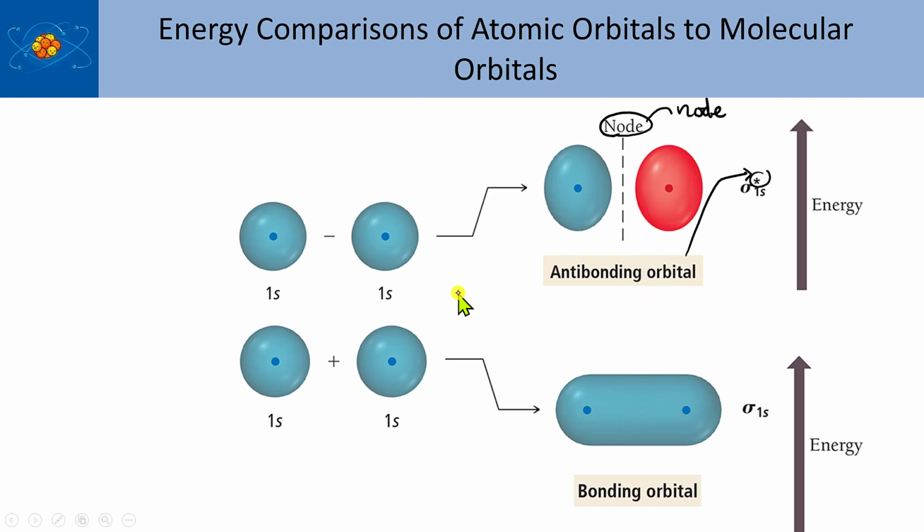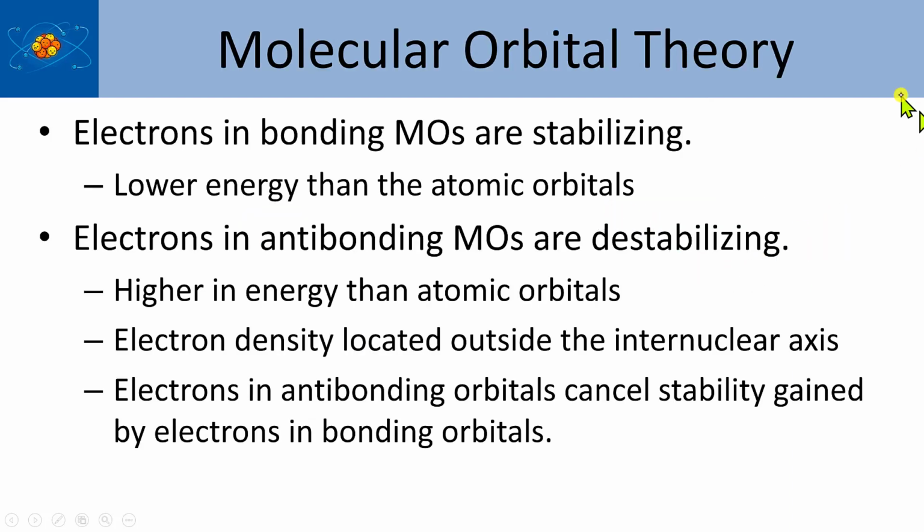A couple of things to make note of. If you think about the energies of these two orbitals and the atoms they came from, the atoms are in between energy. The bonding orbital is lower in energy than the atoms, and the antibonding orbital would be higher in energy than the atoms that they came from. So as summarized in this slide, electrons in the bonding molecular orbitals are stabilized and they're lower in energy than the atomic orbitals. Electrons in the antibonding molecular orbitals are destabilizing. They're higher in energy than the atomic orbitals.